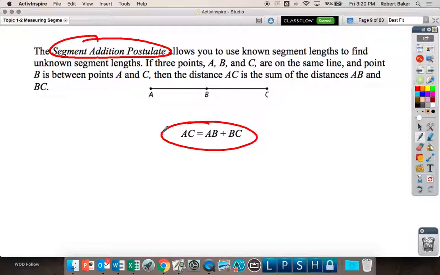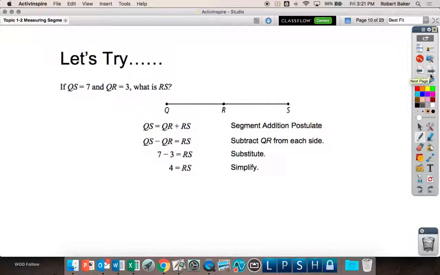The segment addition postulate states that AB plus BC equals AC. You'll hear me say it from now on: the first part plus the second part equals the whole thing. That's how I'm going to say it. The first part plus the second part equals the whole thing. And then here's our first geometric question of the year. If the measurement of line segment QS is 7.